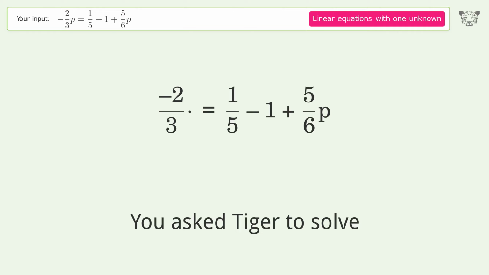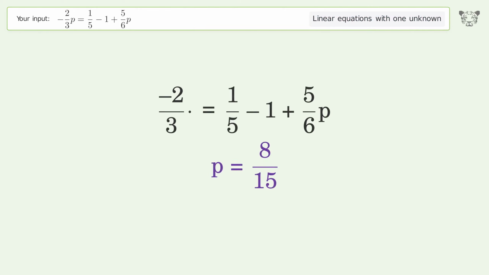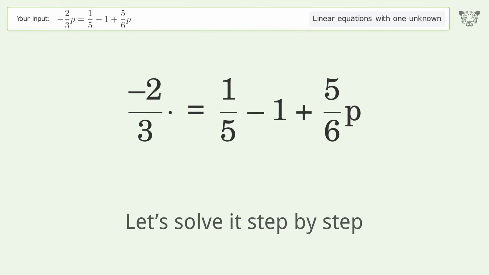You ask Tiger to solve. This deals with linear equations with one unknown. The final result is p equals 8/15. Let's solve it step by step.